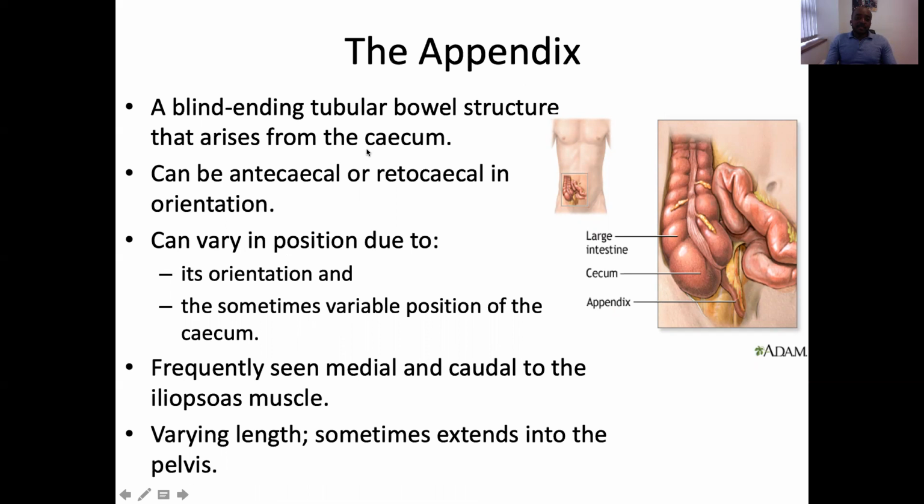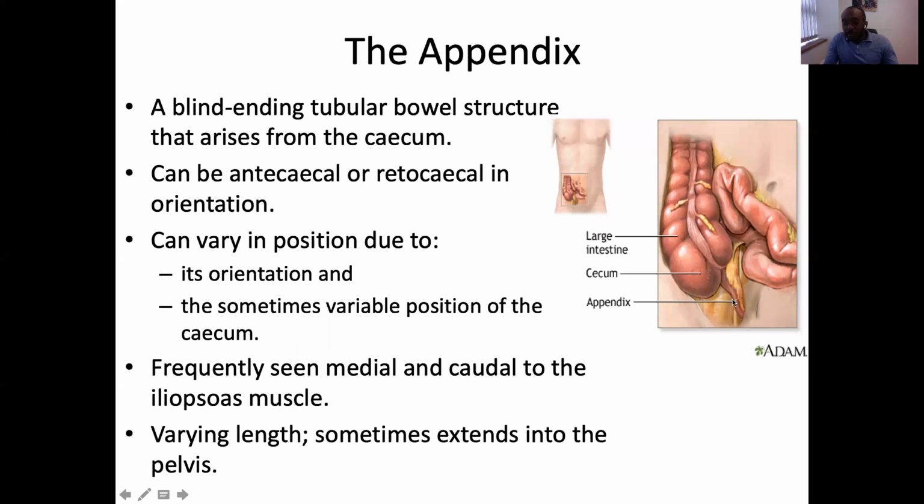So the appendix is a blind-ended tubular bowel structure. It arises from the cecum. In the images here, we can find the cecum there. This is a close-up, zoomed image of the right iliac fossa. You can see the terminal ileum, which continues through the ileocecal valve into the cecum or cecal pouch, and then you find the appendix hanging down there. In this area, you can see the appendicular artery, and you have the mesenteric fat.